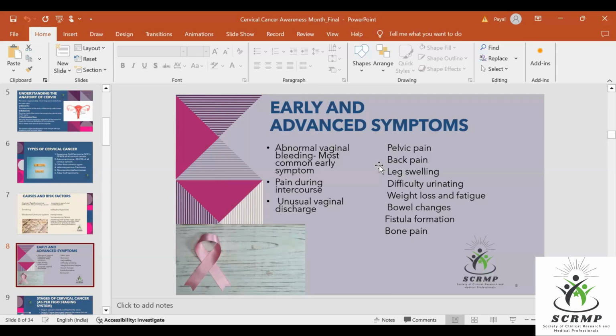Now, unusual vaginal discharge occurs in 50 to 60% of women, and the discharge could be watery, mucoid, or purulent. It has an unpleasant odor and can be blood-tinged as well. So always keep in mind, if anybody has these symptoms, it could possibly be early-stage cervical cancer. It should never be ignored, and you should always visit your doctor.